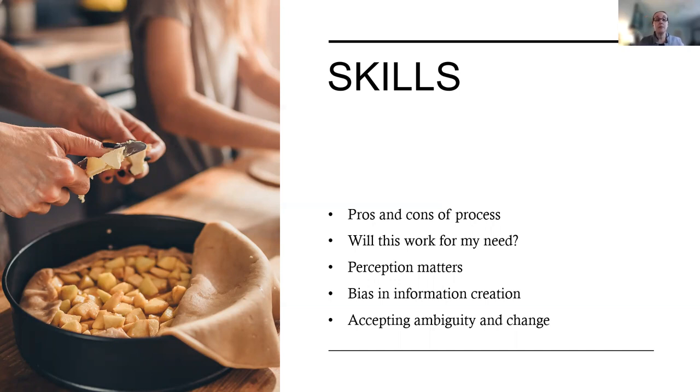And so this is why it's important when we're working with our students to show them the process behind why something is created, because that creates the bias that we may necessarily have for that. And we'll cover that more, that authority aspect, in one of our later sessions. And so we also want to teach our students, and ourselves, accepting the ambiguity and the changing nature of the information creation and dispersion.